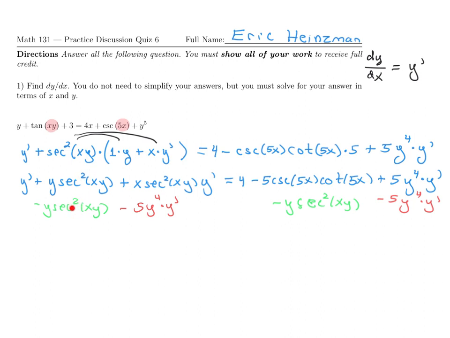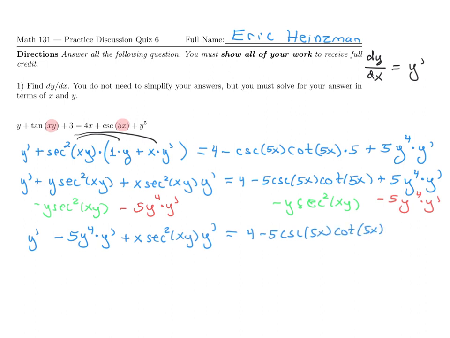So these will cancel. What we have left over is the following. We have y prime. We then have minus 5y to the fourth times y prime, and then this plus x secant squared xy y prime. On the right side of the equation, we have 4 minus 5 cosecant 5x cotangent 5x, and then also this minus y secant squared xy. I'll now factor out this y prime from every single term.